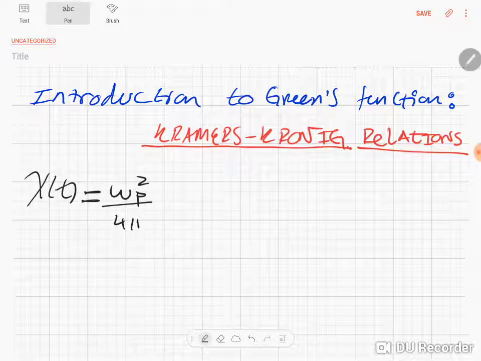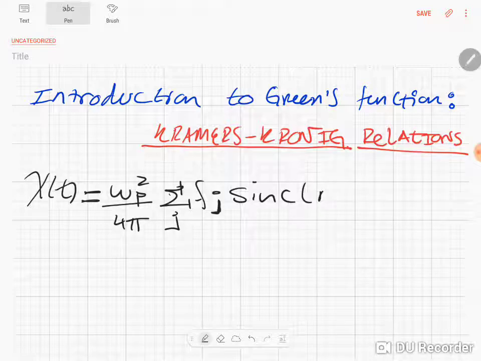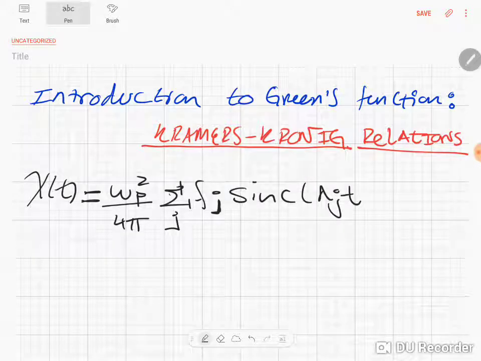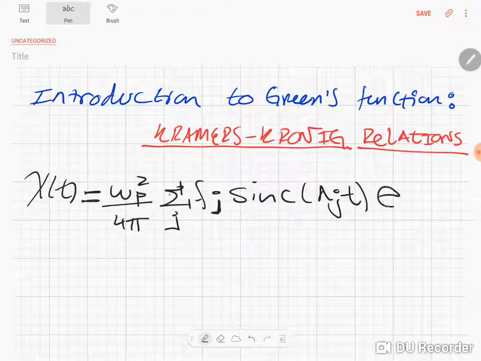susceptibility, which is given by omega sub p squared divided by 4 pi, summation over j of f sub j, of sinc of lambda sub j t, times some decay factor e to the minus gamma t divided by 2.